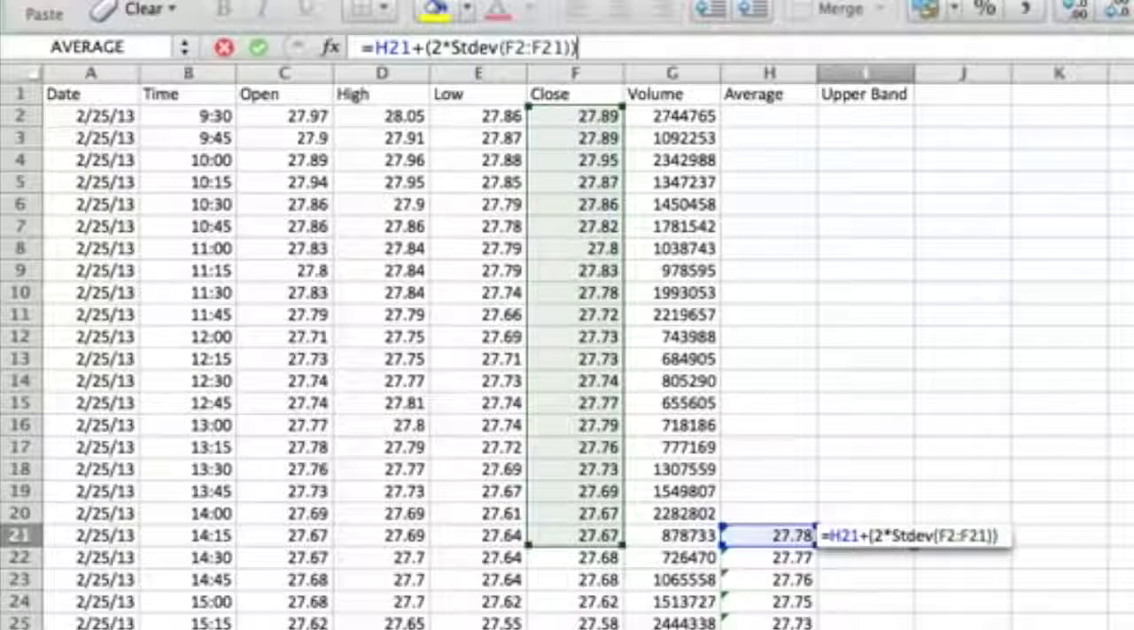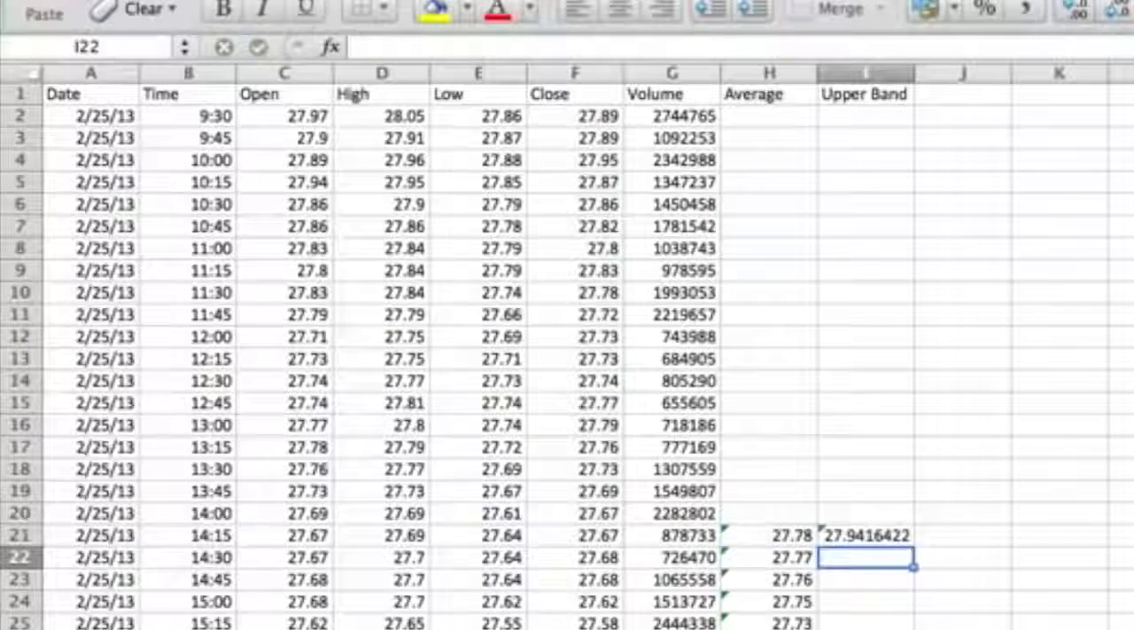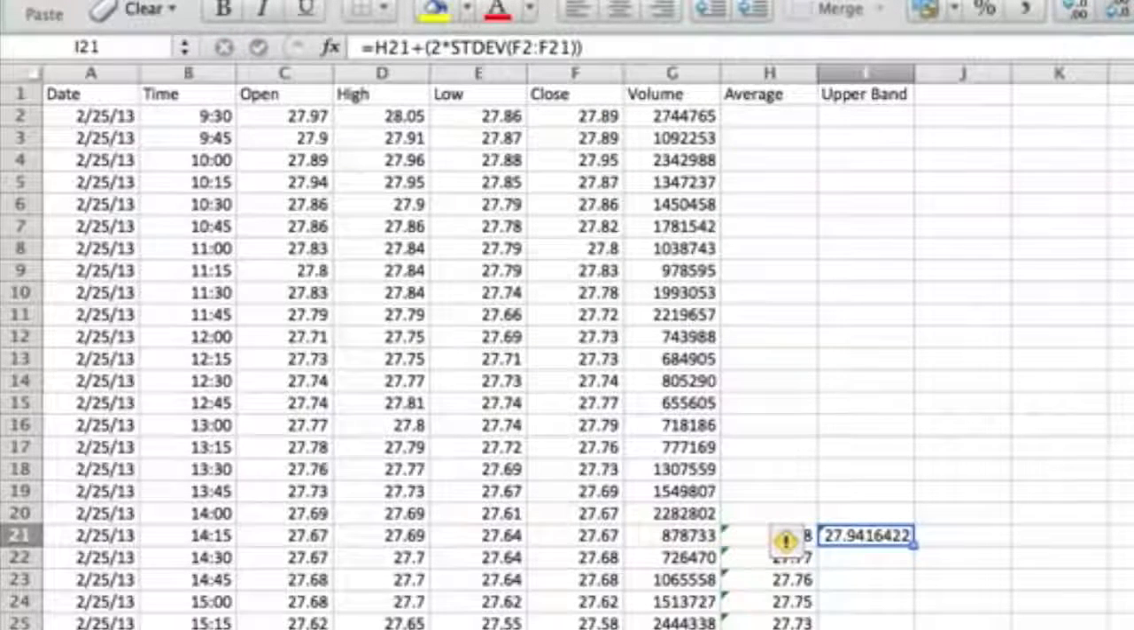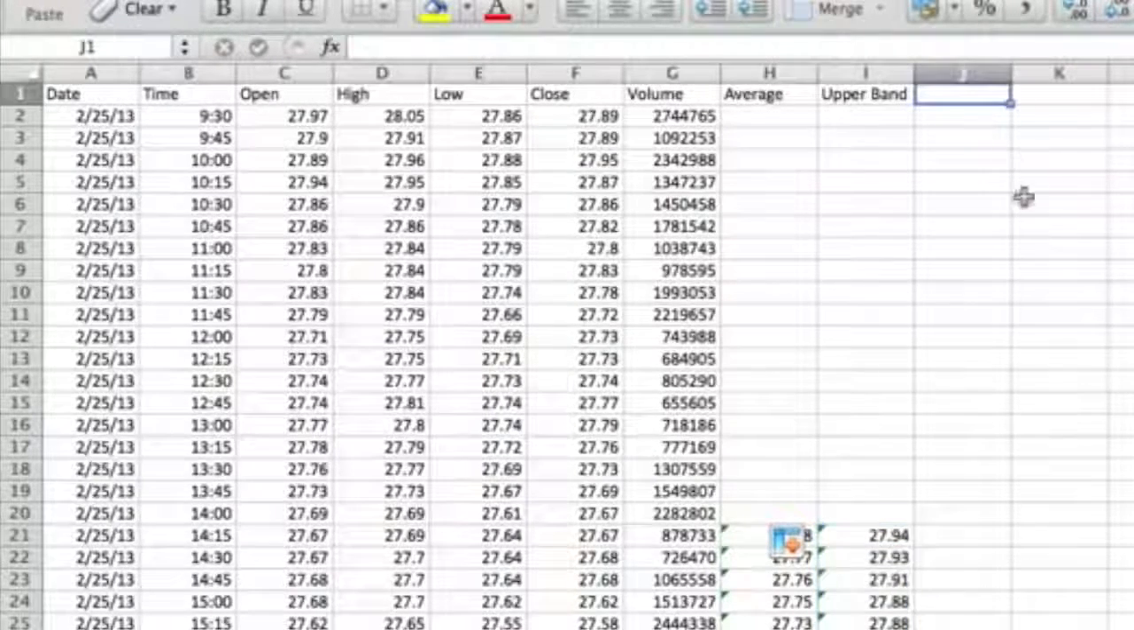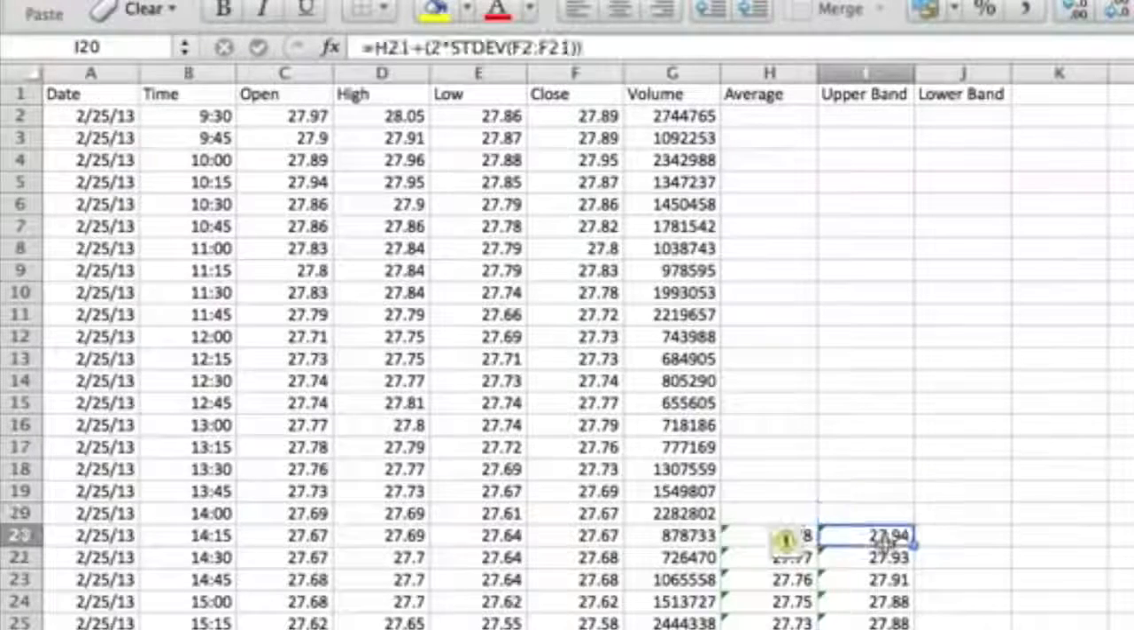Okay, so hit enter. Again, move that to 2 decimal places. Double click it, and then we want to calculate the lower band. The lower band is basically the same formula, but instead of the plus, we want to use minus.